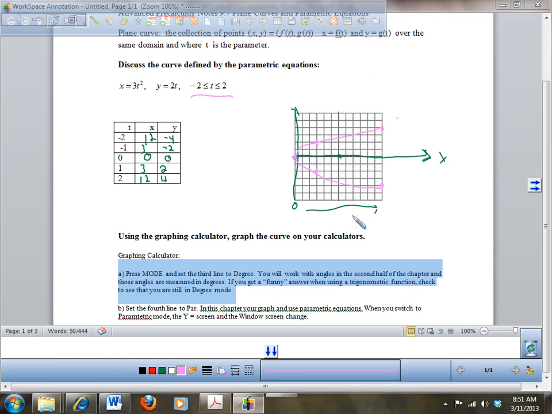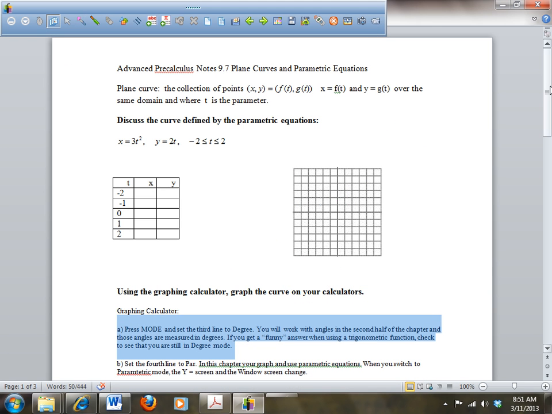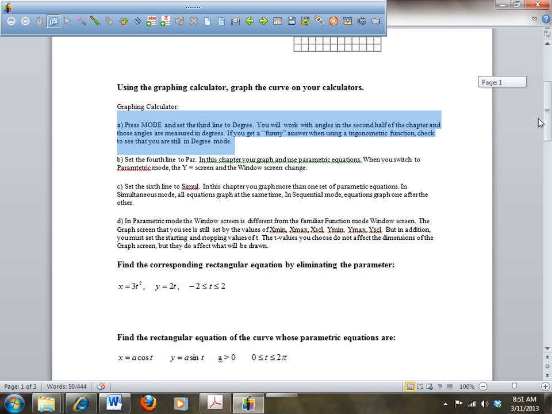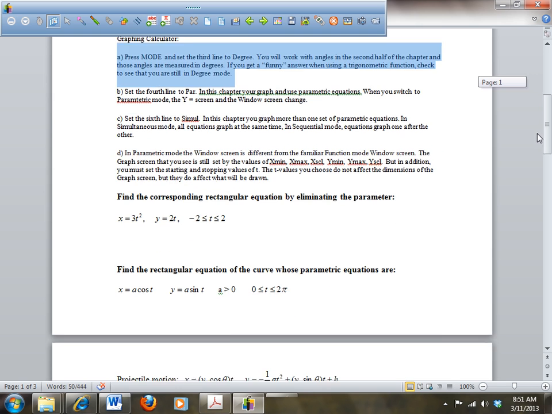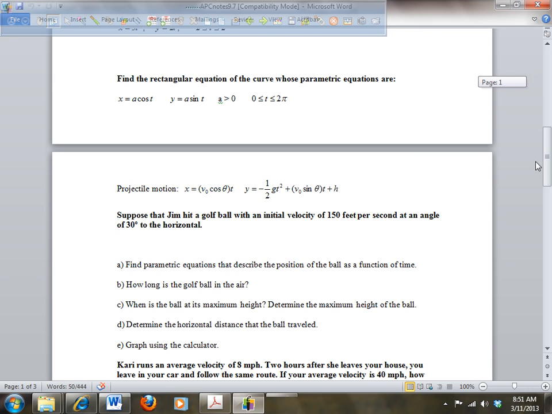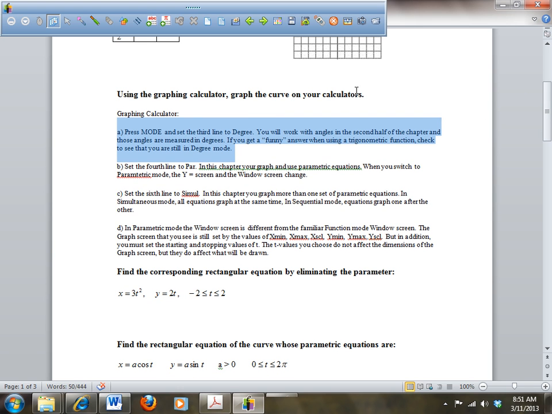Okay, moving on. I'll talk about how you set up your calculator to do this. Set the mode, and so on. I could show you that this would graph that parabola, but I'm not going to do that right now because you'll have some other chance to do that.